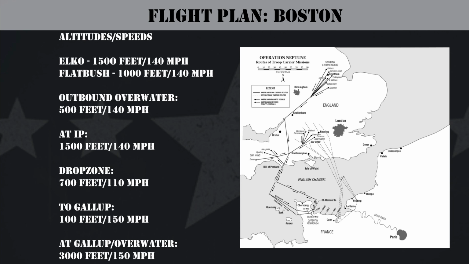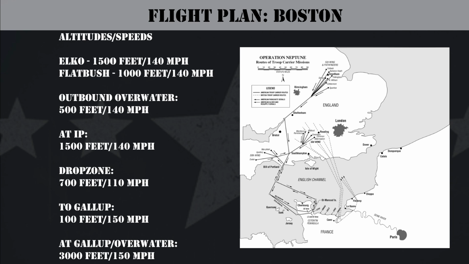Okay, and 140 miles an hour. They expected you to maintain an airspeed because they had to do separation, and we didn't have GPS in those days. Now, at the IP, the point basically when you're starting to make the turn over the Channel Islands and you're coming in over that little tip of France that you see there, it's 1,500 feet, and then at 140.